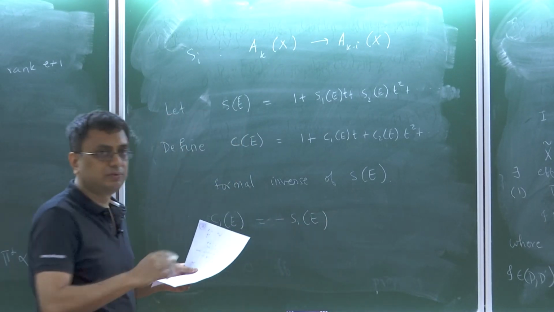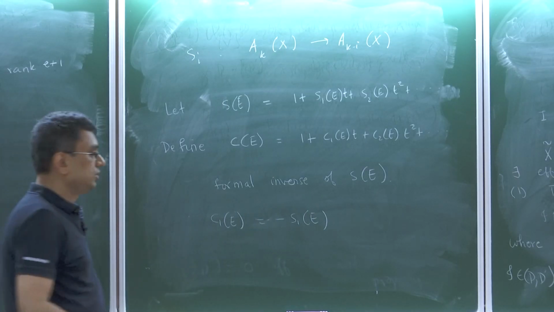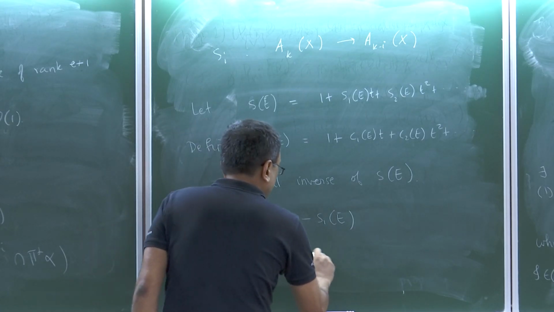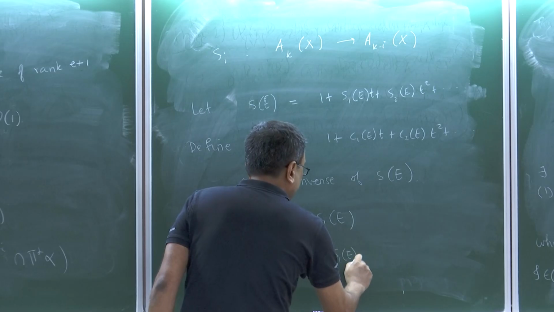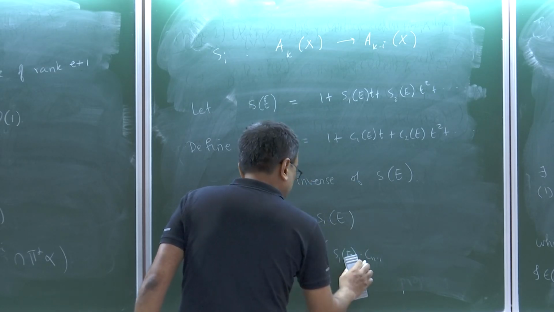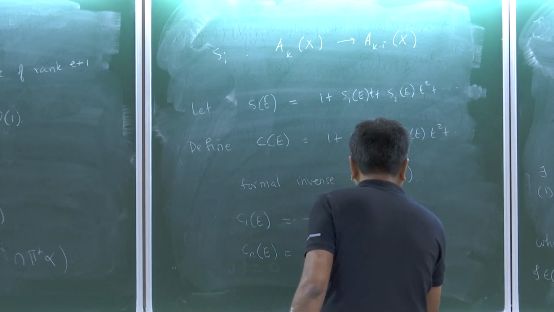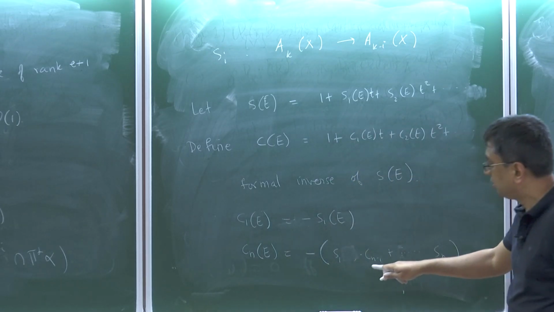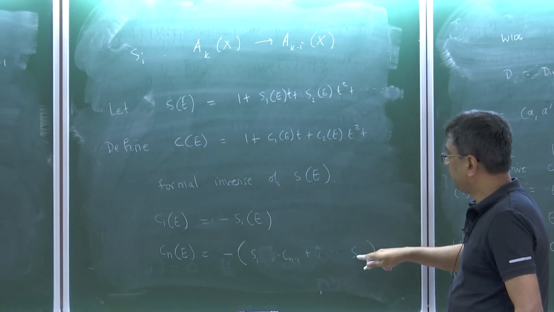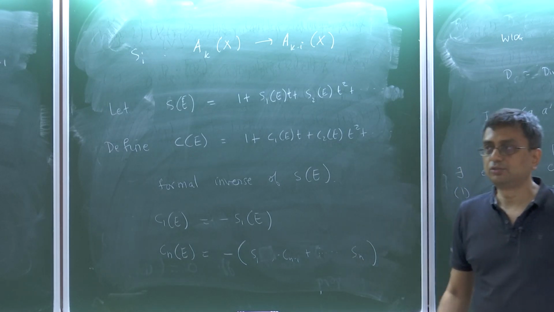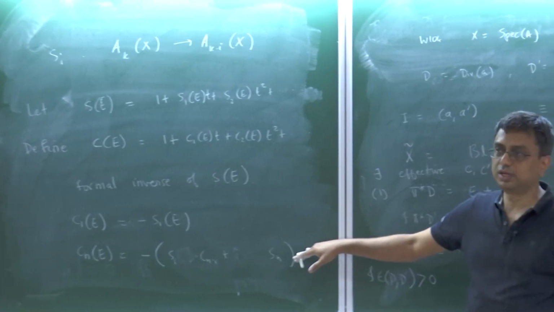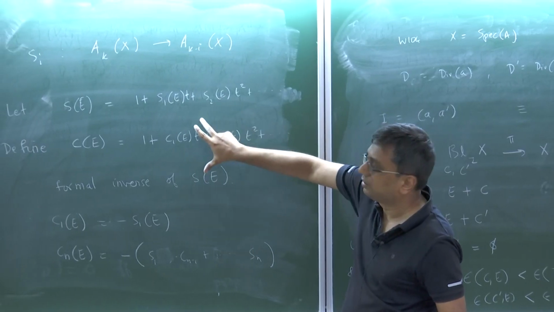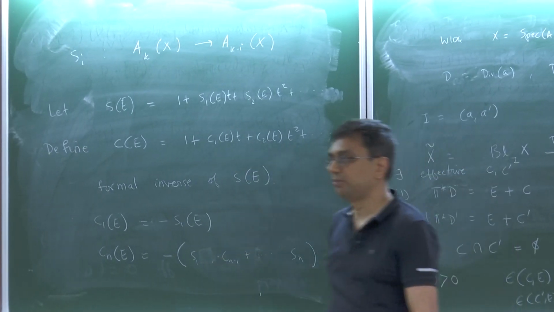If you don't like this formal inverse stuff, then this is the formula for defining the Chern classes. So C_1 is minus S_1, and by induction C_n(E) is minus of S_1 C_{n-1} plus S_2 C_{n-2} plus dot dot dot up to S_n. C_0 I don't want to write, that's why I just write S_n. Right, this is the explicit formula. If this is not making sense, then just take this as the direct formula for Chern classes.